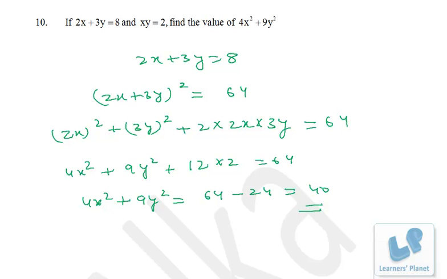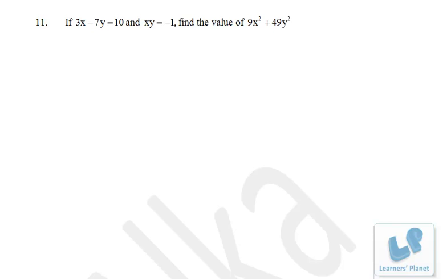Now let's try this problem. Here it is 3x − 7y and we have to find 9x² + 49y². (3x)² will be 9x² and (7y)² will be 49y². That means we can begin with the expression 3x − 7y = 10. As usual, square both sides.